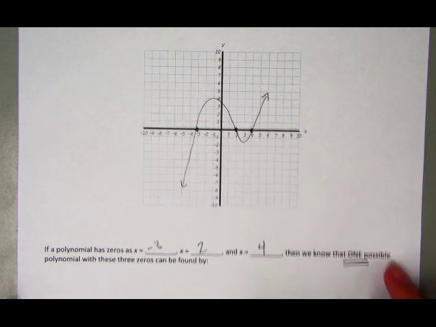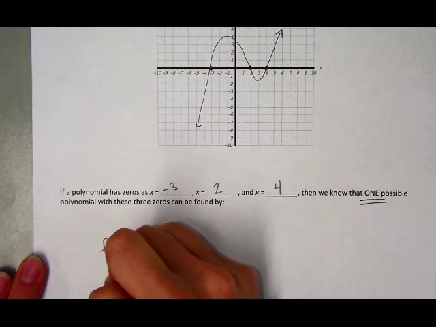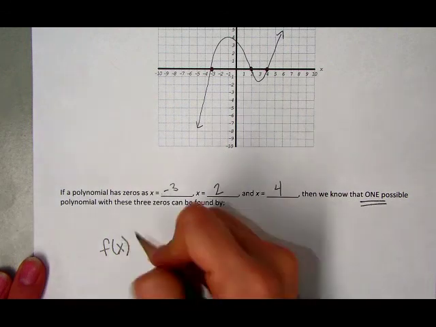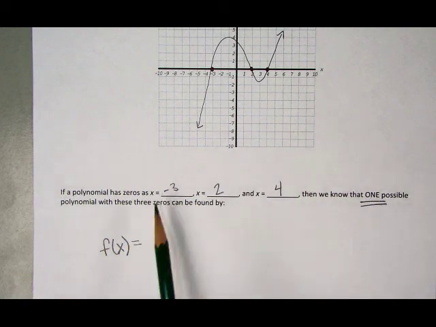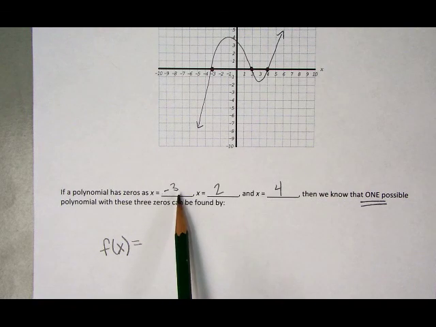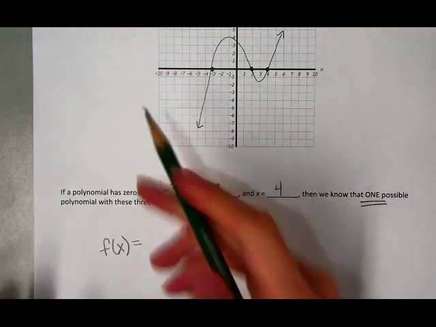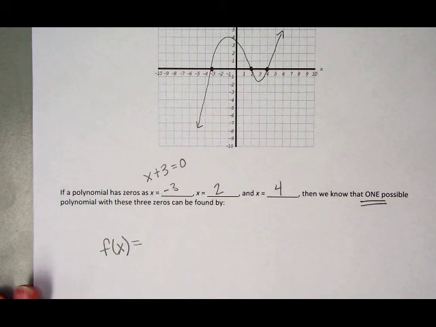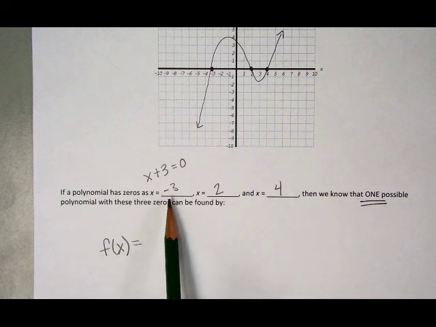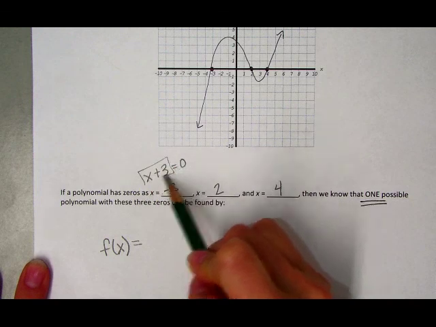So one would be f of x, which is just fancy for my y, equals, and how do we come up with this? Well, we knew that if x is equal to -3, then first you had to have x plus 3 equals 0, right? So x plus 3 equals 0, that means x is equal to -3 when you solve for it, which means x equals -3 is a zero. You had to have this first.